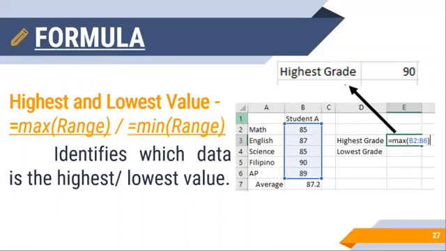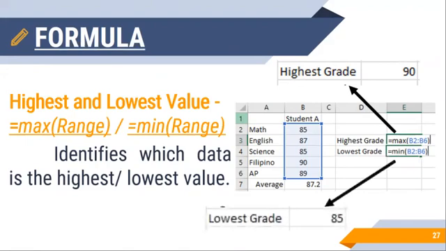So it is the same format and the same process when we compute for the lowest grade. The only difference is that the keyword we use is min, or MIN. So the lowest grade, when we click enter, is 85.